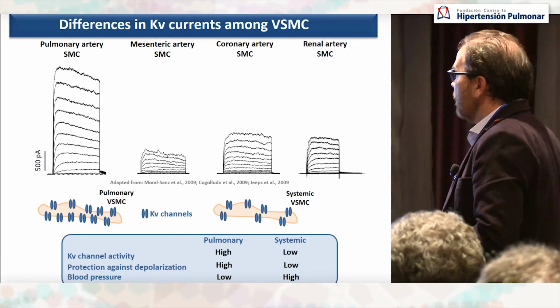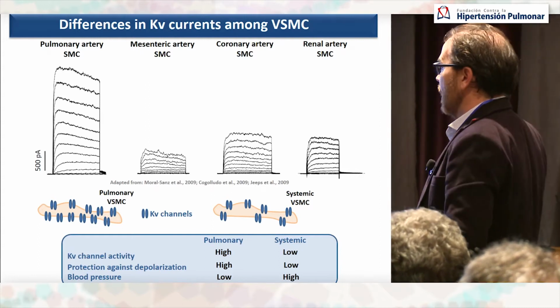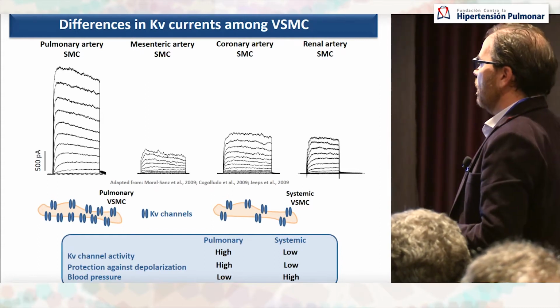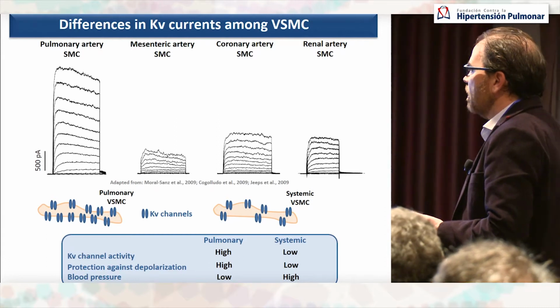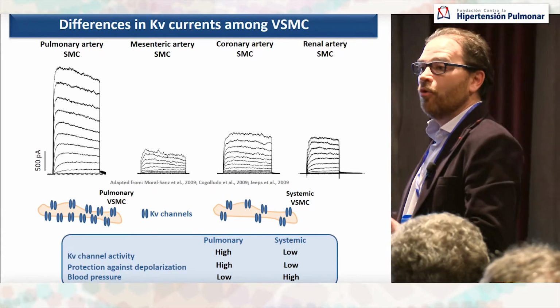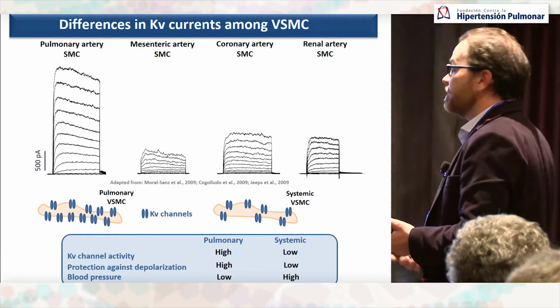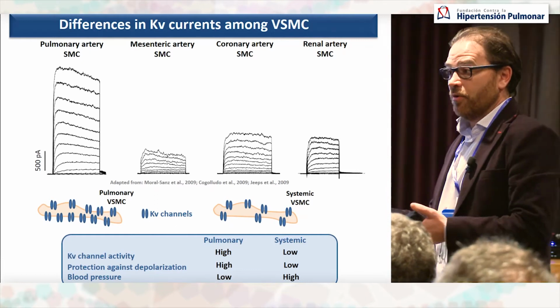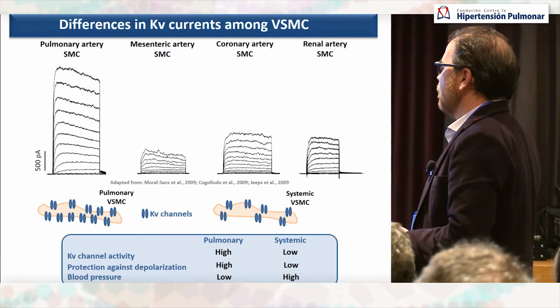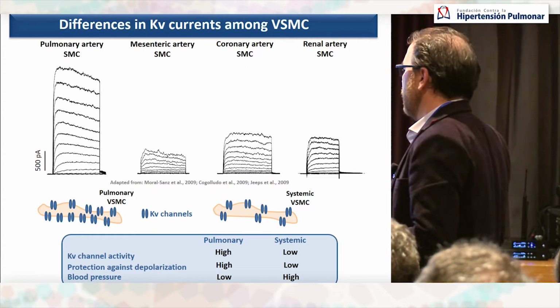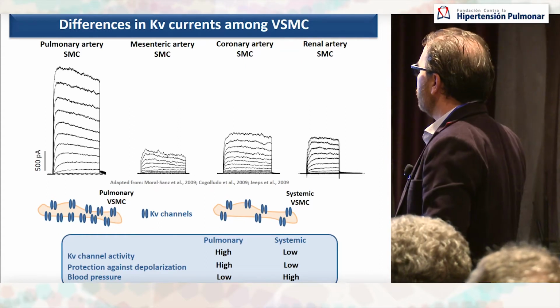So this increased potassium channel activity in pulmonary arterial smooth muscle cells may even contribute to the lower pulmonary arterial pressure, characteristic of the pulmonary vasculature in comparison with the high blood pressure typical from the systemic circulation.